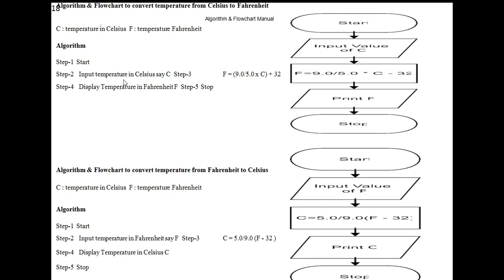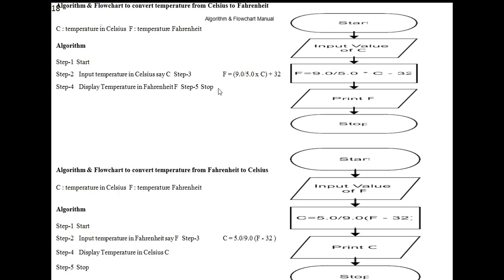And we have another flowchart and algorithm for finding the Fahrenheit equivalent of a Celsius temperature. In this algorithm, C is the temperature in Celsius, F is the temperature in Fahrenheit. The algorithm is: step 1 start, step 2 input temperature in Celsius, say C.